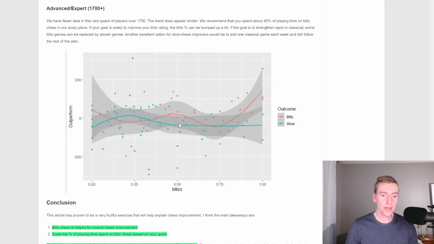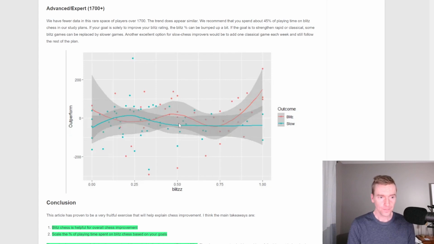The second takeaway, so number one, blitz chess is helpful for overall improvement. The second one is scale the percentage of your playing time spent on blitz based on your goals. If you want to improve at classical chess, that's where you can reduce that blitz percentage, maybe down to the 15%, 25% range, depending on your rating. And if you want to improve at blitz chess, look for that 50%, maybe even up to 75% for stretches.